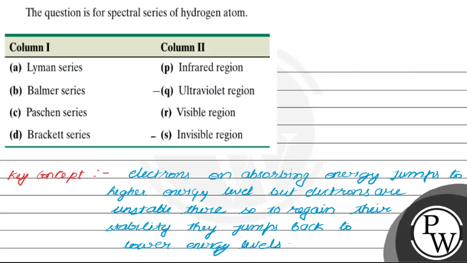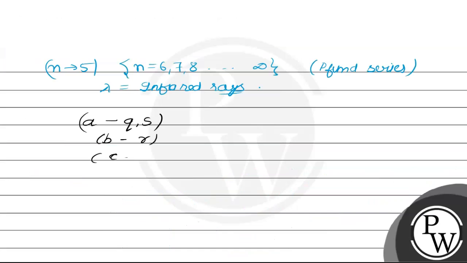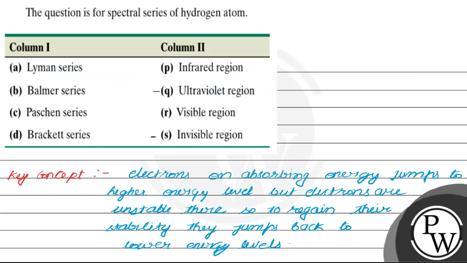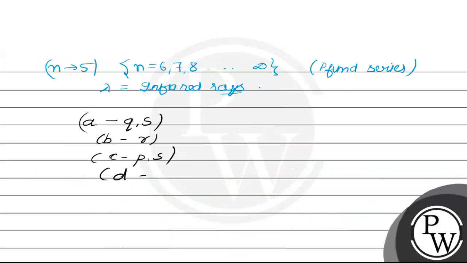Let's check option C. Option C is the Paschen series. The Paschen series lies in infrared, which too is invisible. So C matches with P and S. Let's check option D. Option D is the Brackett series. The Brackett series too lies in the infrared region, and infrared is invisible. So option D matches with infrared P and invisible S. So this is the final answer of this question. I hope you understood this concept, students. Thank you.